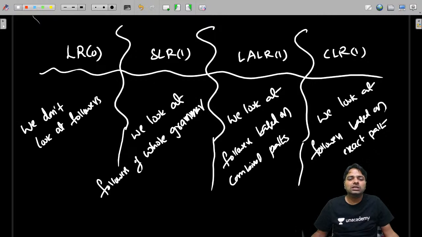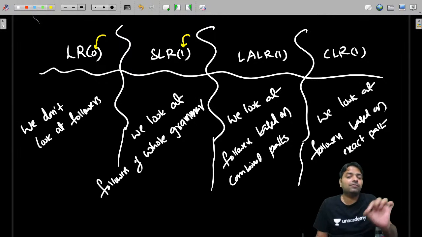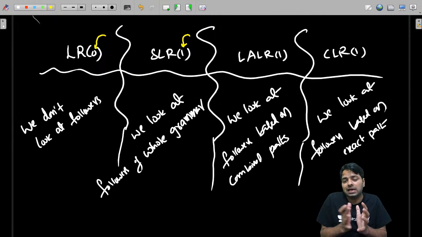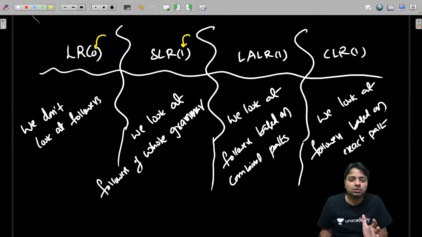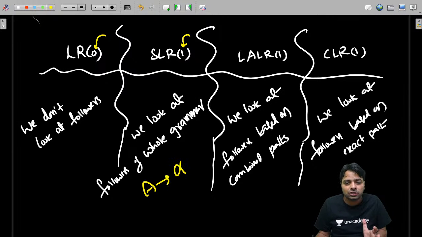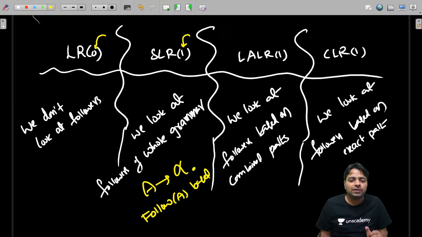Look at how this one is going to be different here. 0 means we don't look at any follower. 1 means we look at the follow of the grammar. Like, suppose capital A production is reduced, let's say this is your production, then we compute follow of A based on the grammar.